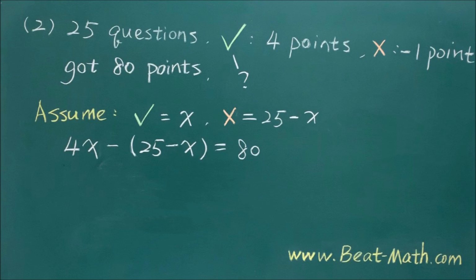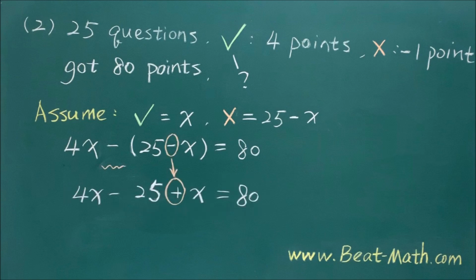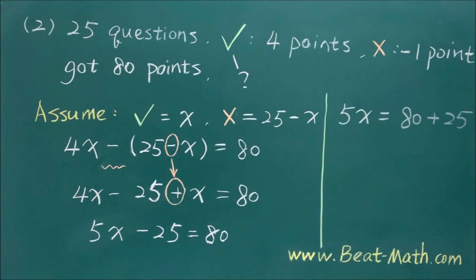Paying attention to the minus sign, we remove the bracket and get 4x minus 25 plus x equals 80. Then we proceed like the previous problem. 5x minus 25 equals 80. Then 5x equals 80 plus 25. Then 5x equals 105. Then x equals 21. So John answered 21 questions correctly.